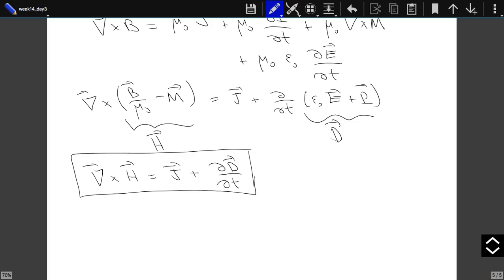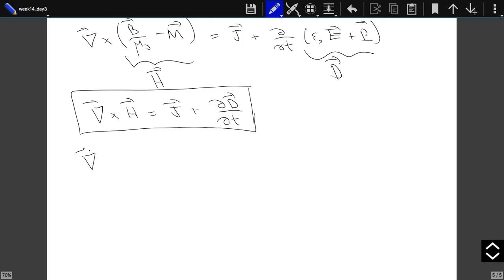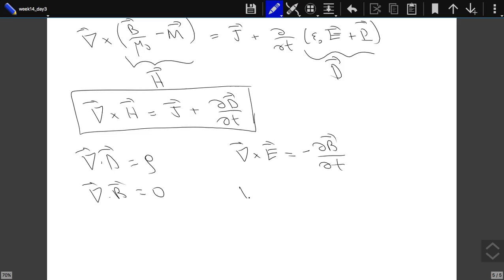Well, let's just collect them all. We have the divergence of D equal to rho. Divergence of B equal to 0. Curl of E equal to minus del B by del t. And curl of H equal to J plus the derivative of the displacement field with respect to time.